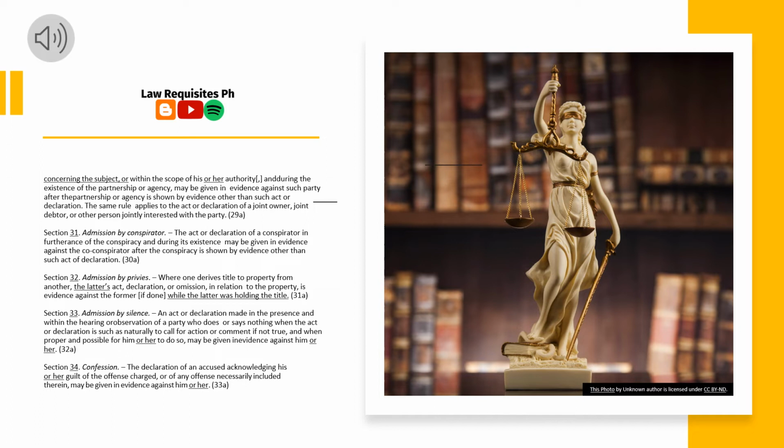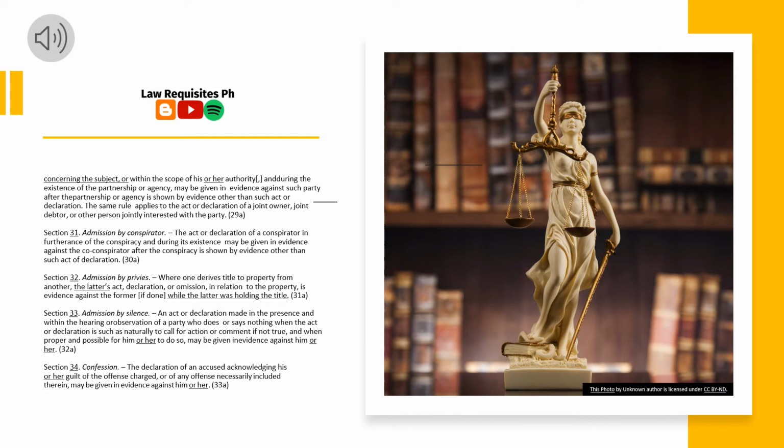29a. Section 31. Admission by conspirator. The act or declaration of a conspirator in furtherance of the conspiracy and during its existence may be given in evidence against the co-conspirator after the conspiracy is shown by evidence other than such act or declaration. 30a. Section 32. Admission by privies. Where one derives title to property from another, the latter's act, declaration, or omission, in relation to the property, is evidence against the former if done while the latter was holding the title.